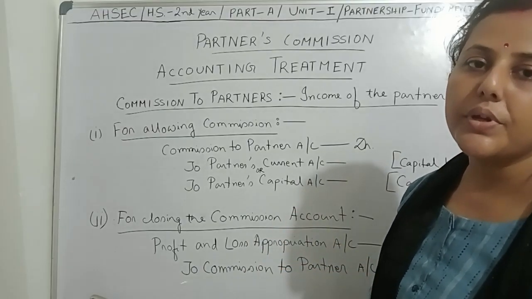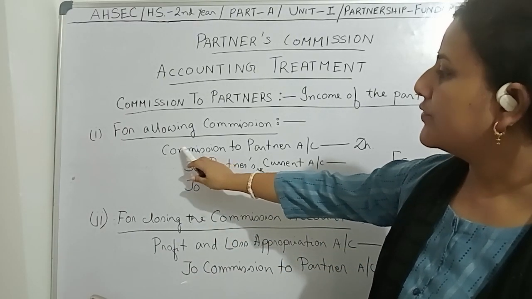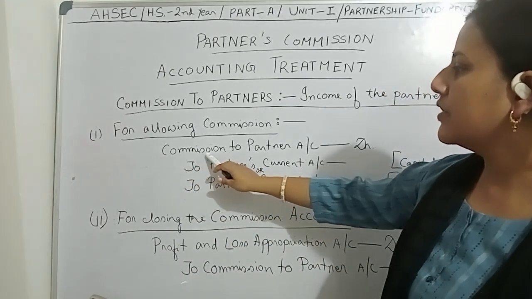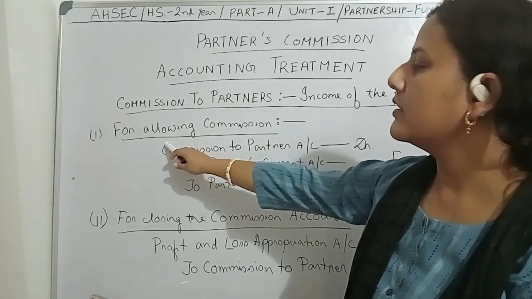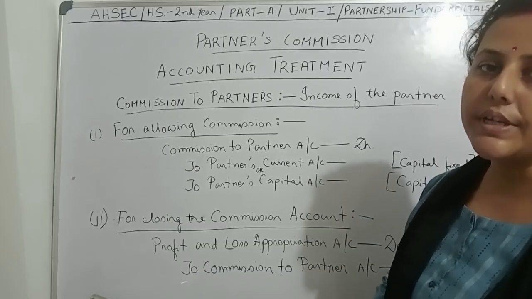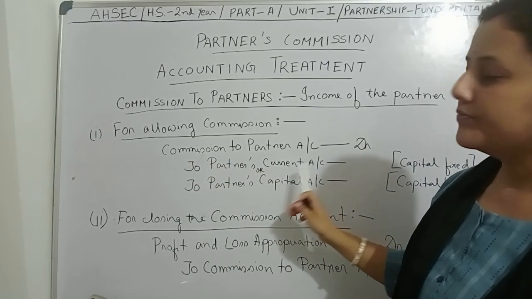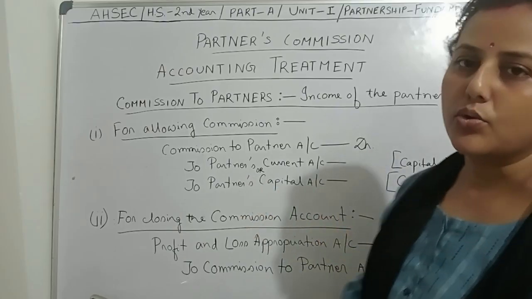Now as we prepare the books of the firm, this transaction will be treated as an expense for the firm, and we know when expense increases it should be debited. So commission to partners account is debited to partners current account.